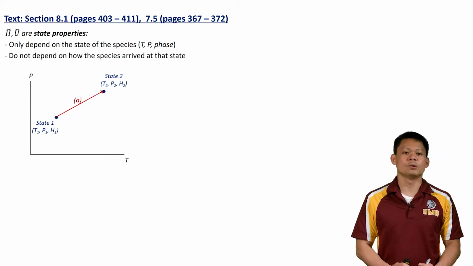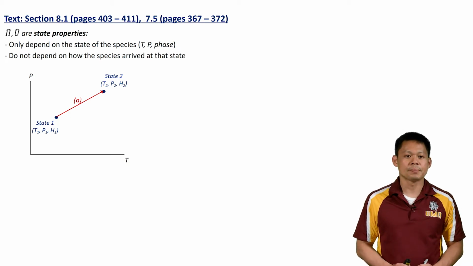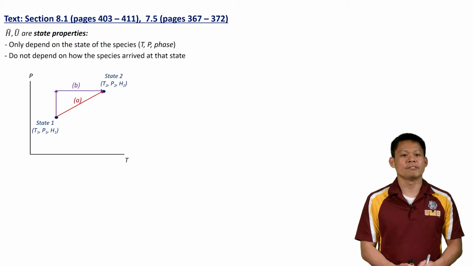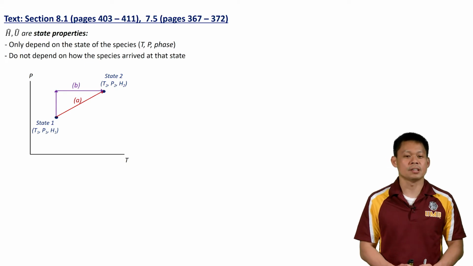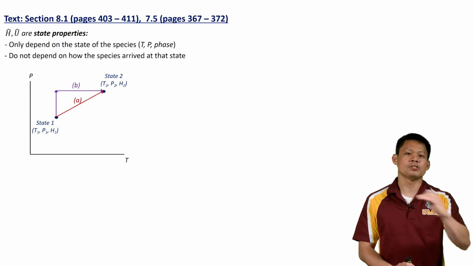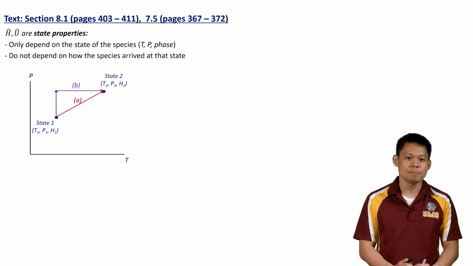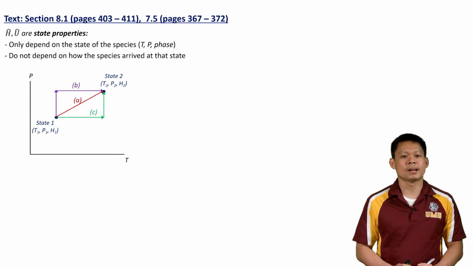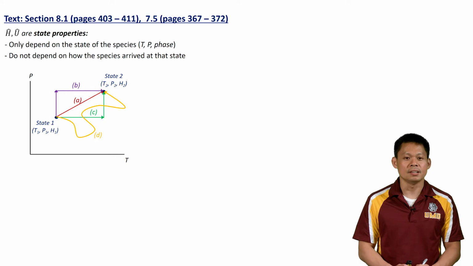So I could take path A by increasing pressure and temperature concurrently. I could take path B where I first increase pressure at a constant temperature, and then once I get to the correct pressure, I now hold the pressure and I increase the temperature to T2. I could do the opposite and go path C, or I can just be really fun and do a weird little loop and get path D, but I'm still going from state 1 to state 2.